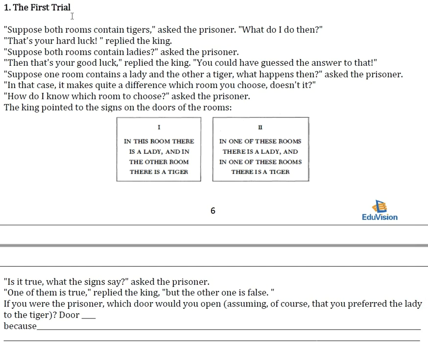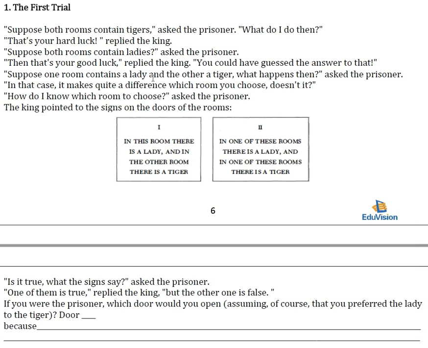All right, and then this is put in a mathematical context here. So this is the first trial. Suppose both rooms contain tigers, asked the prisoner. What do I do then? That's your hard luck, replied the king. Suppose both rooms contain ladies, asked the prisoner. Then that's your good luck, replied the king. You could have guessed the answer to that.